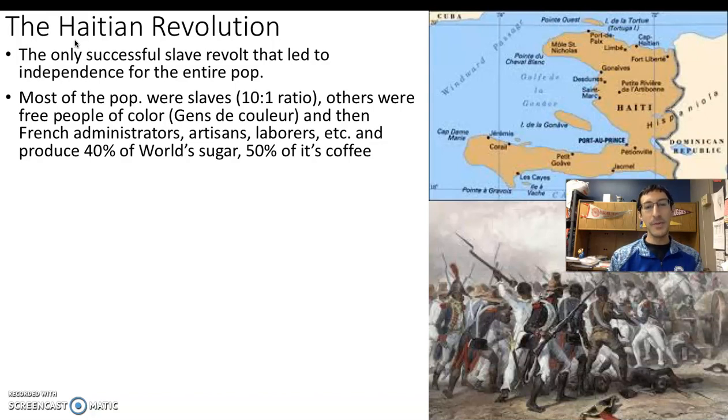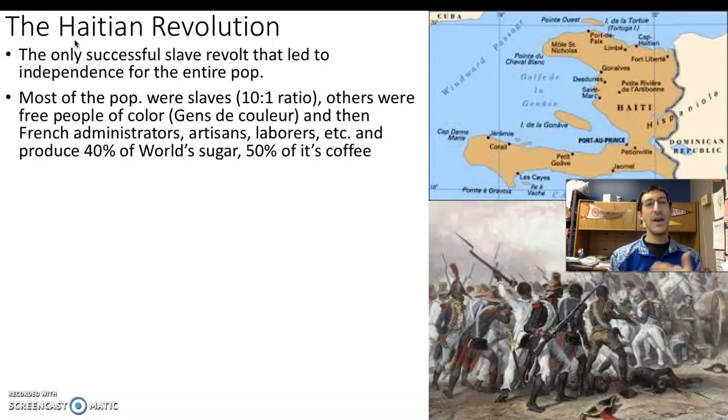So most of the population, as I said, 500,000, are slaves, so they outnumber all the other groups by about a 10-to-1 ratio. That includes free people of color, the gens de couleur, and then French administrators, artisans, and laborers, some born in France who came to administer, others born here in Haiti but white and French. Haiti is also, at this point, one of the world's biggest producers of both sugar and coffee. So sugar plantations are massive here.